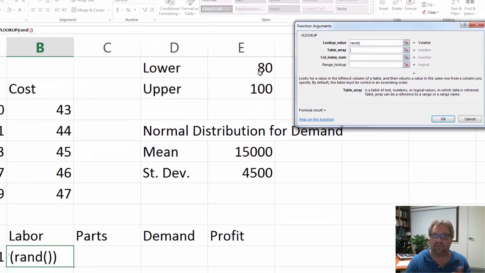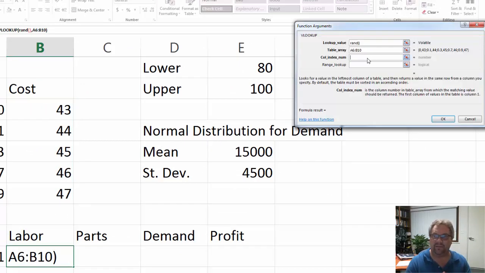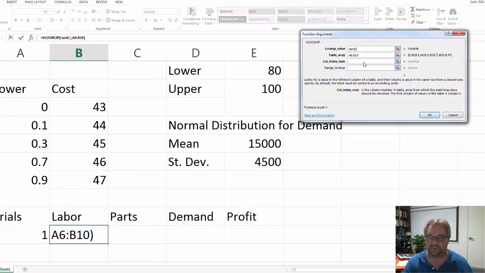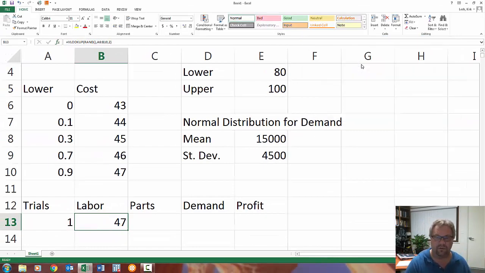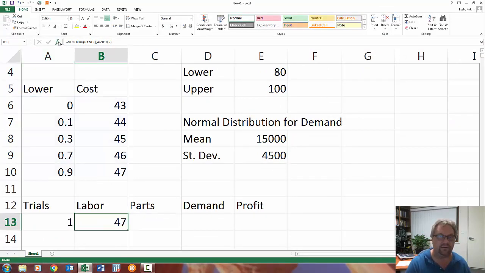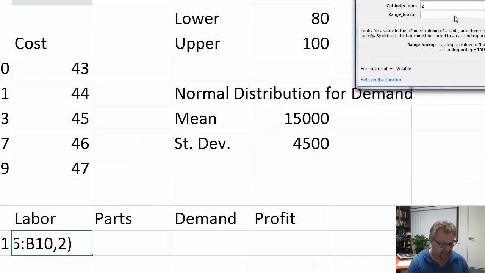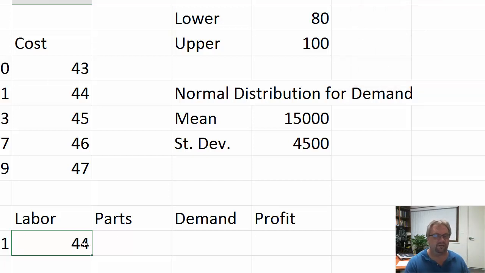All right, and then I just highlight my table array. So there it is. For my column index number, I want Excel to find the lookup value in the first column and then give me the corresponding row in the second column. So that's a 2. Just to be complete, the range lookup, you can omit this, but I usually type in TRUE, just so that I know what I've done. Okay, so there is my VLOOKUP.